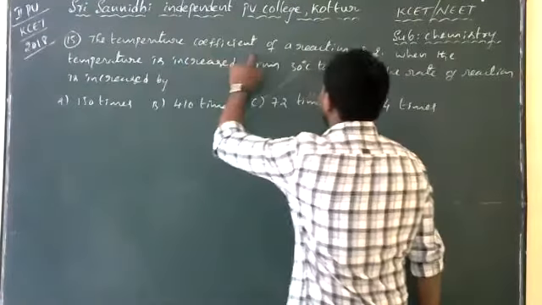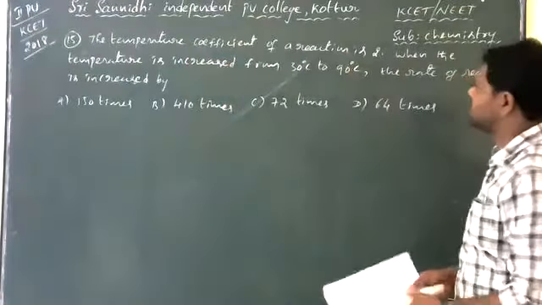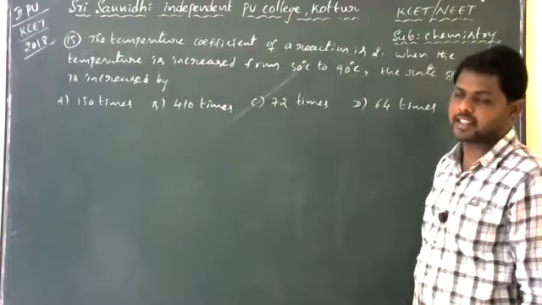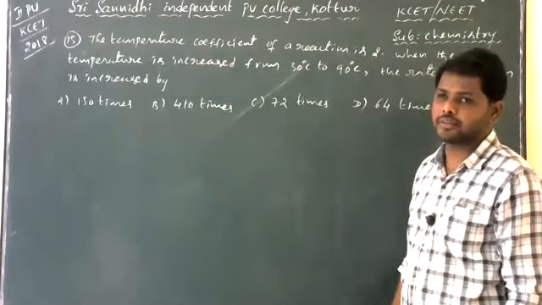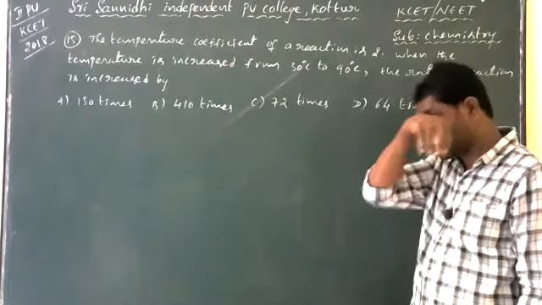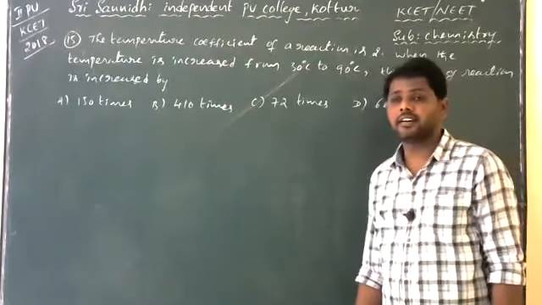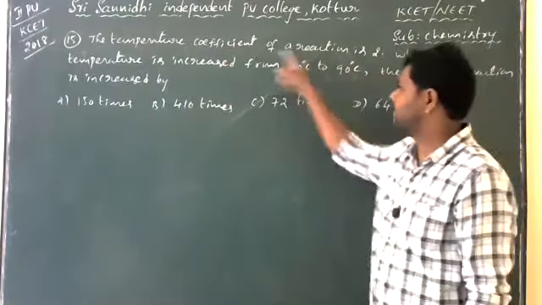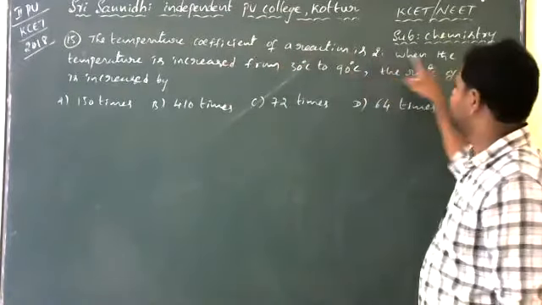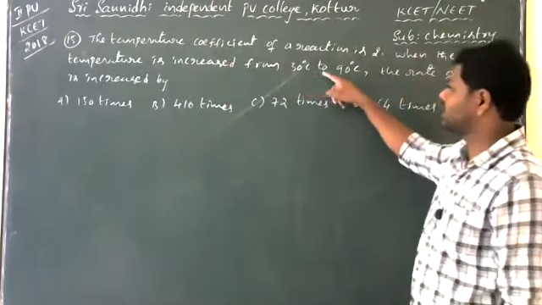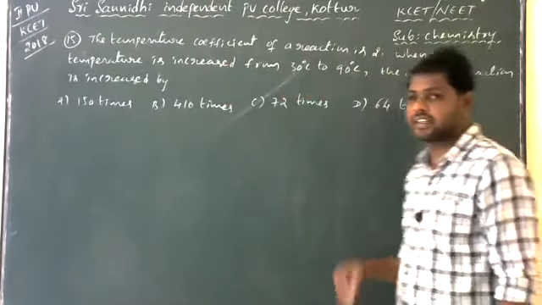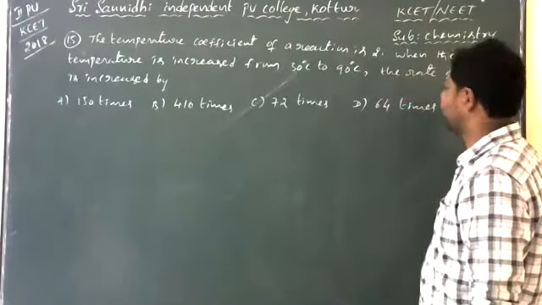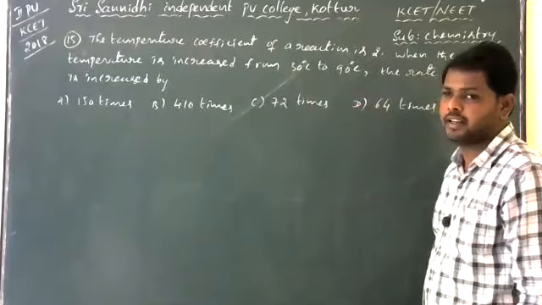See, the temperature coefficient of a reaction is 2. That means for every 10 degrees Celsius rise in temperature, the rate is doubled, so that is the term given. Then when the temperature increases from 30 degrees Celsius to 90 degrees Celsius, the rate of reaction is increased by how many times?